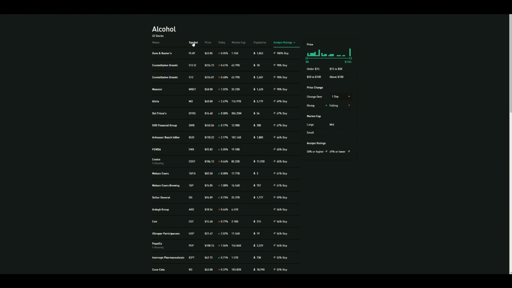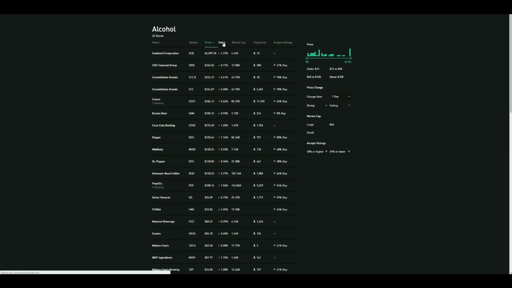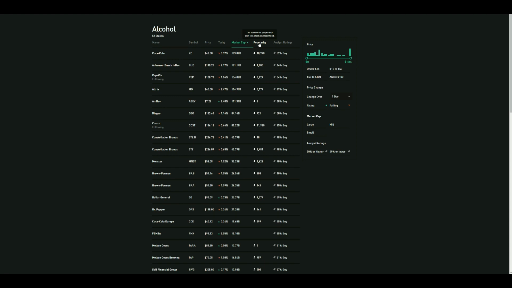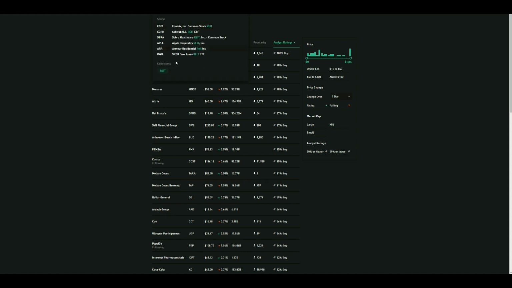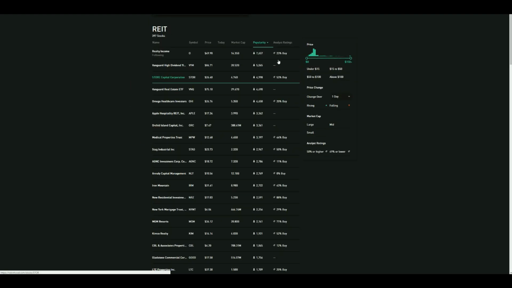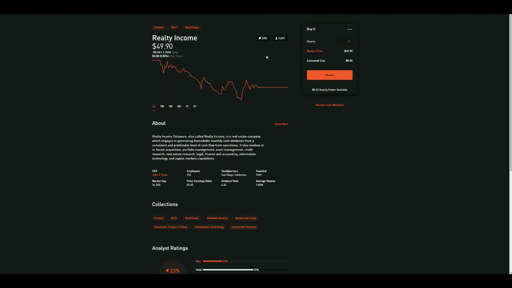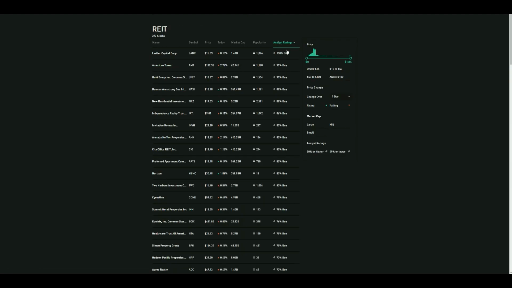You can arrange these by symbol, by price, today's change, the market cap of the stock, popularity, analyst rating. So if we wanted to look up, say, real estate investment trusts, we look up REITs. We could check out the collections of REITs. And what are some analyst ratings on some REITs? Let's go ahead and select this. So Ladder Capital Corp, ticker symbol LADR, is 100% buy. And then we have American Tower, Unity Group Inc.